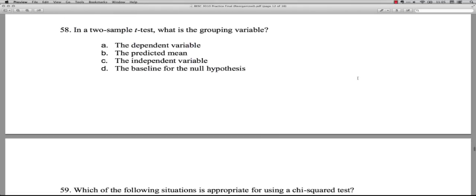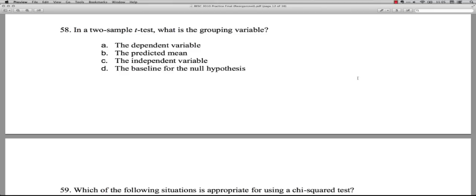58. In a two-sample t-test, what is the grouping variable? So a two-sample t-test is used to compare the means of two groups. So the grouping variable is whatever defines the two groups that you're comparing. The dependent variable. No, that's the outcome variable, the thing that you're getting the means on, that you're comparing them. B, the predicted mean.